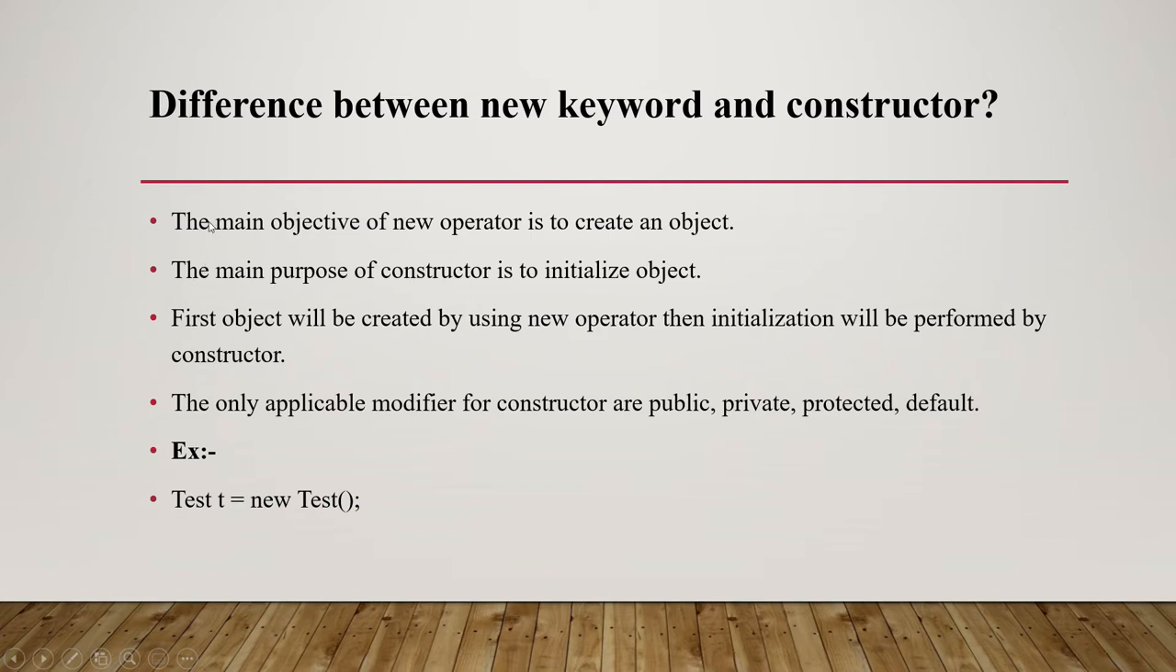So, what is the use of the new keyword? The main use of the new keyword is to create an object. By using new, we create an object. And what is the use of a constructor? The main purpose of a constructor is to initialize an object. First the object will be created by using the new operator, then initialization will be performed by the constructor.